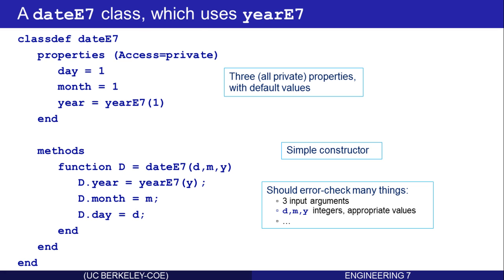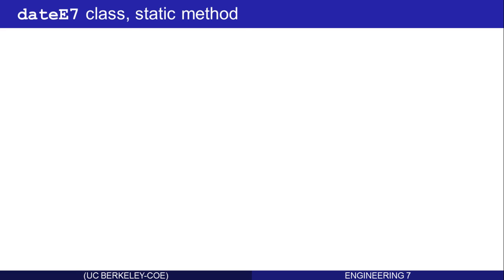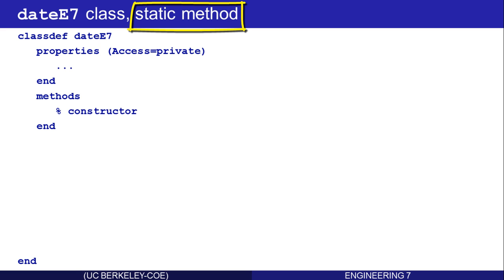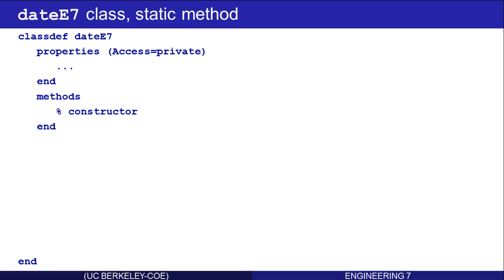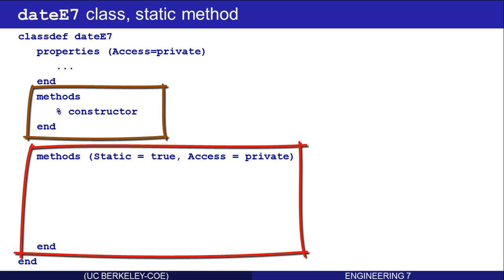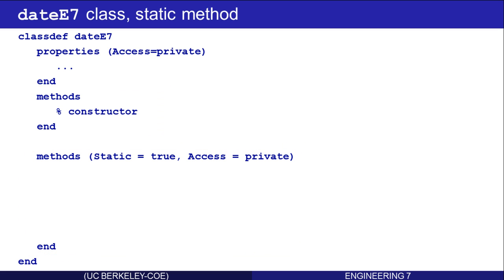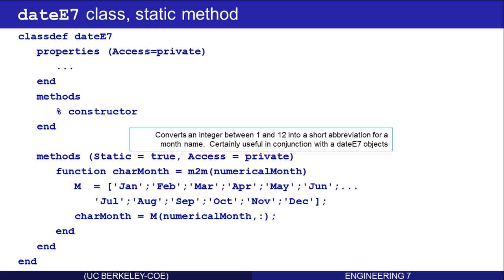to learn. The first method beyond the constructor that we'll add is called a static method. Since the static attribute of this will be true, I have to make a new methods block to separate it from the constructor, which is not static. The method is called M2M, and it simply converts an integer between 1 and 12 into a short abbreviation for a month name. It's certainly going to be useful in conjunction with these date E7 objects.